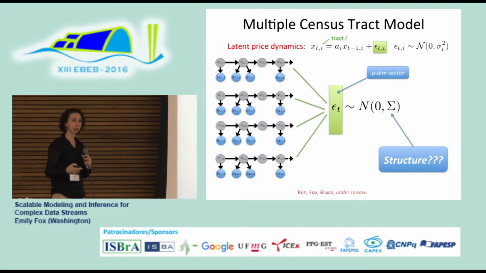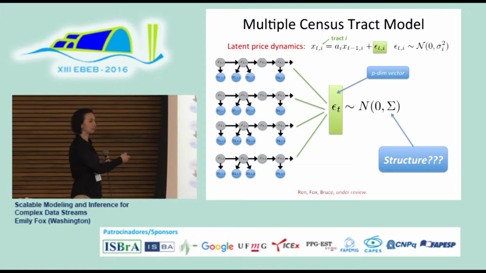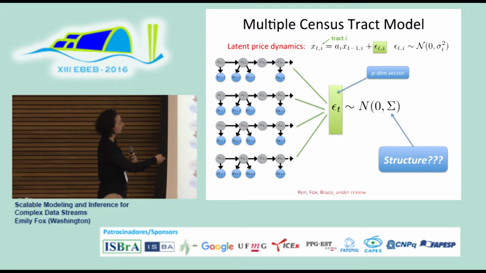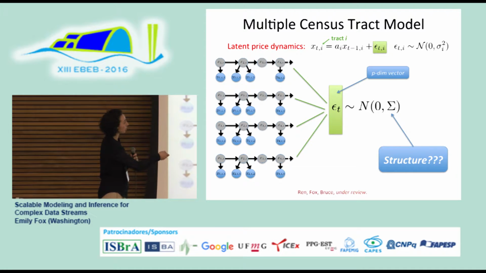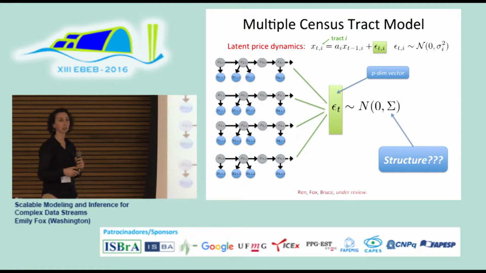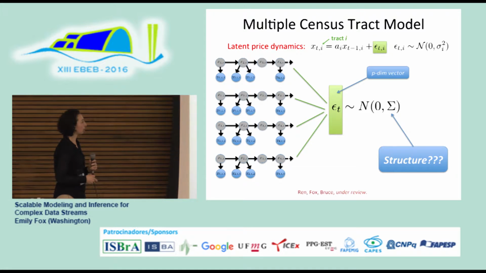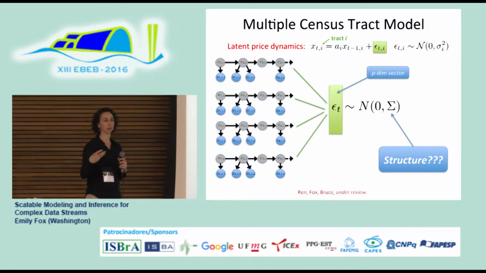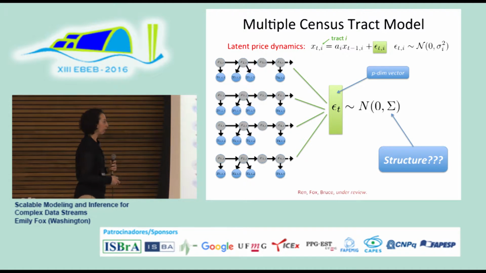Okay, but we don't just have one census tract, we have a large collection of different census tracts. And so instead of modeling each independently, because that wouldn't work well for the census tracts that have very few observations, we're taking these innovations that are driving these latent price dynamics and we're going to jointly model them, stack them up into a big vector. And a question, though, is what do we do with this covariance? Because both statistically and computationally, we can't handle a full covariance matrix.